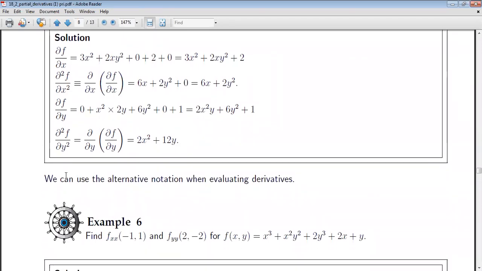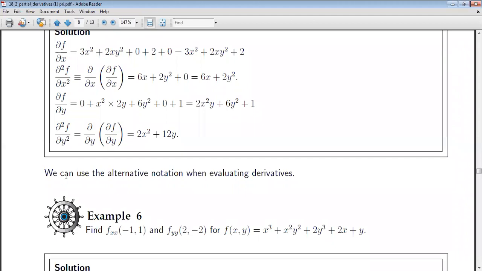Okay, now see the next question, example 6. Write down the function first. Same function. F of x y is x cube plus x square y square plus 2y cube plus twice x plus y. For this function, what do you have to find out?